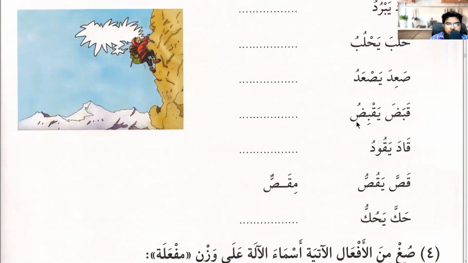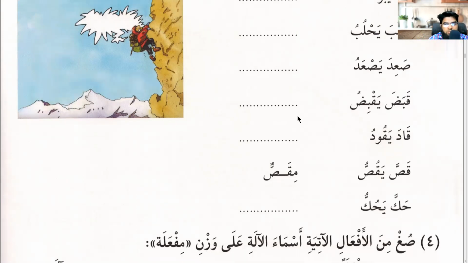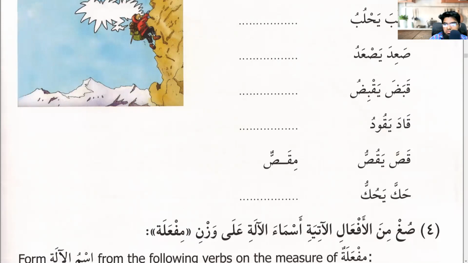Qabada yaqbidu is to hold something. So miqbad is the holder, something which holds, I guess. What is miqbad? How do you translate miqbad? Miqbad. Yeah, handle. Oh, handle. No, I like holder. The handle. Qabada is to hold something. And Abdullah, seizing of Allah.